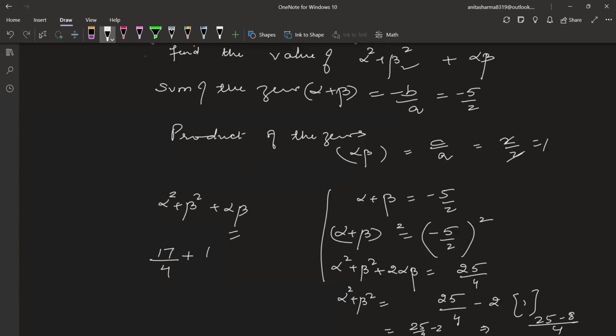Ma'am, alpha square plus beta square is equal to 17 by 4. Oh, okay, ma'am. Fine. So now take the LCM. So it will be 21 by 4. This is the answer. Understood, children? All have understood? Yes, ma'am.